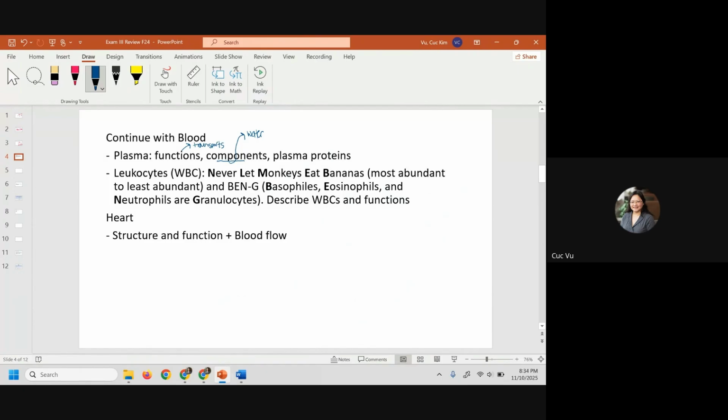Now, there's a long list of plasma proteins you can know, but I only require you to know 3. What are the 3 you need to know?